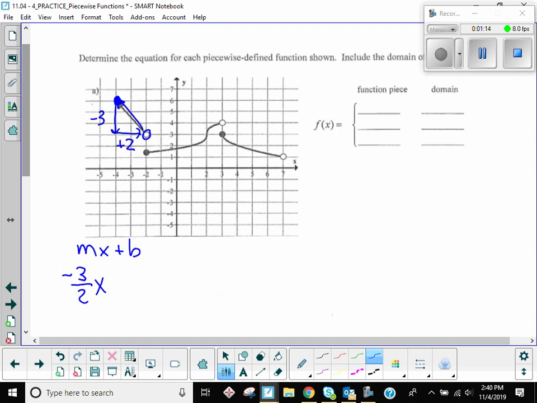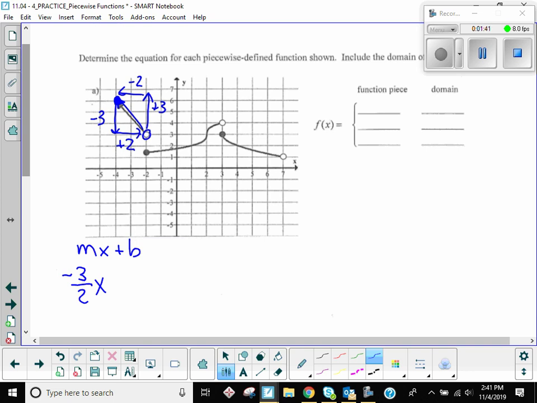If you do the other way, you get the same thing. Let's say, which dot did you go to? Which one did you start with? From here, or from the white one? From this one? So this would be up 3, but left 2, so it's still a negative 3 over 2. Because 3 over negative 2 and negative 3 over positive 2 are the same.